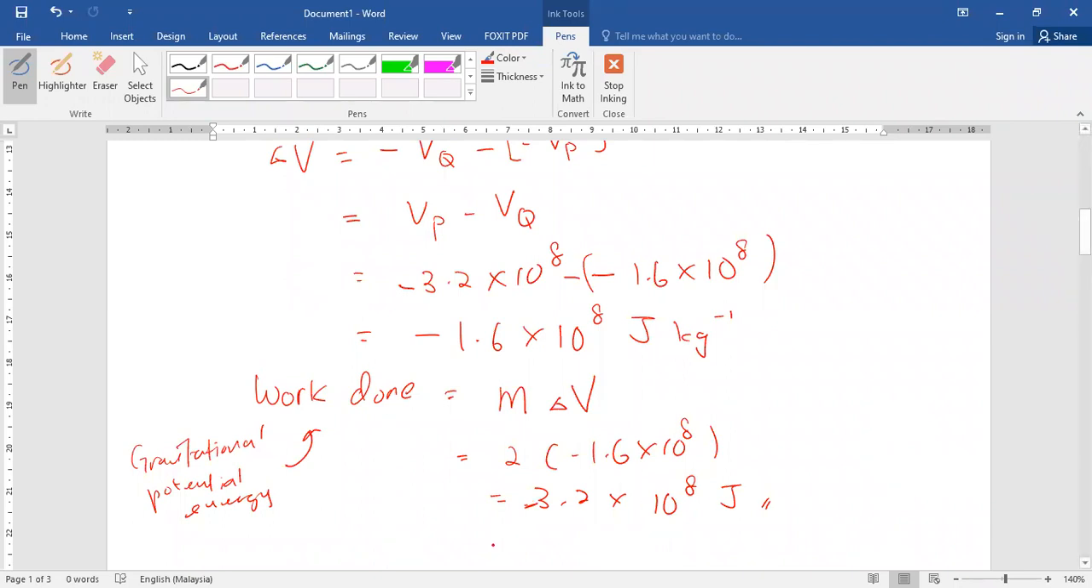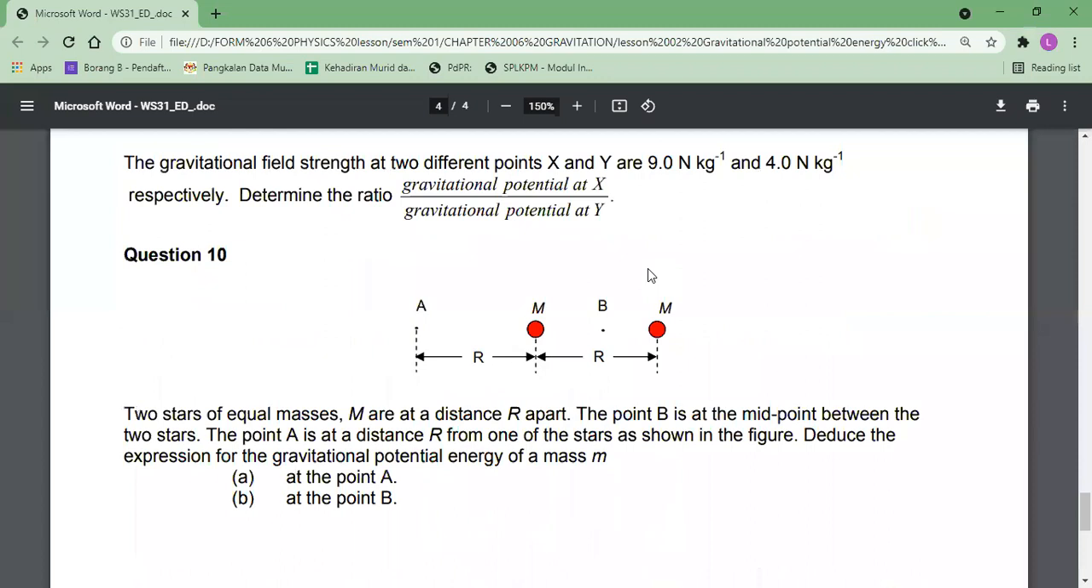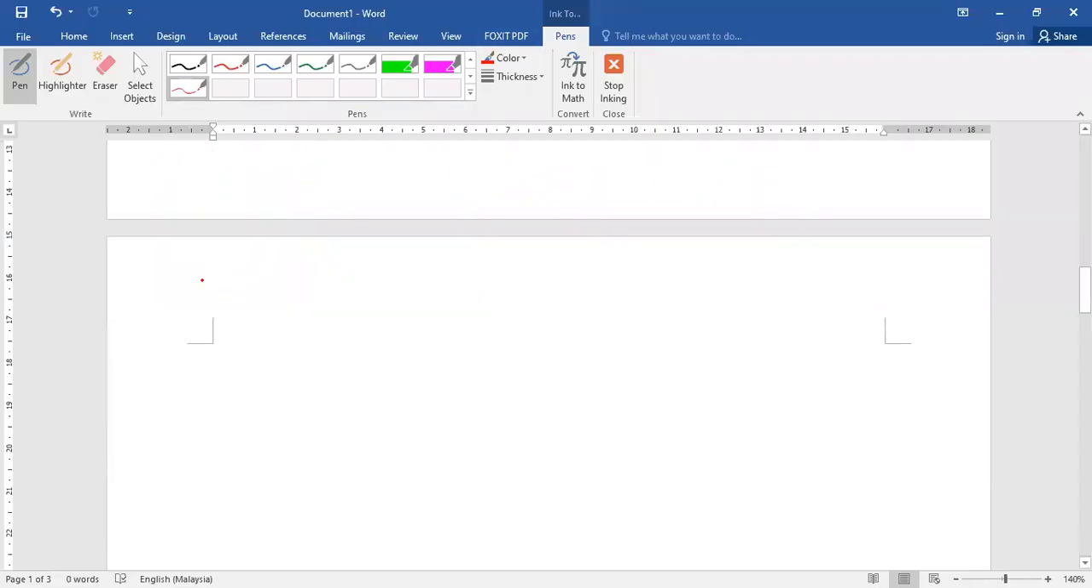Okay, question number 9. The gravitational field strength at two different points x and y are 9 Newton per kg and 4 Newton per kg respectively. Determine the ratio of the gravitational potential energy at x to the gravitational potential energy at y. For question number 9.